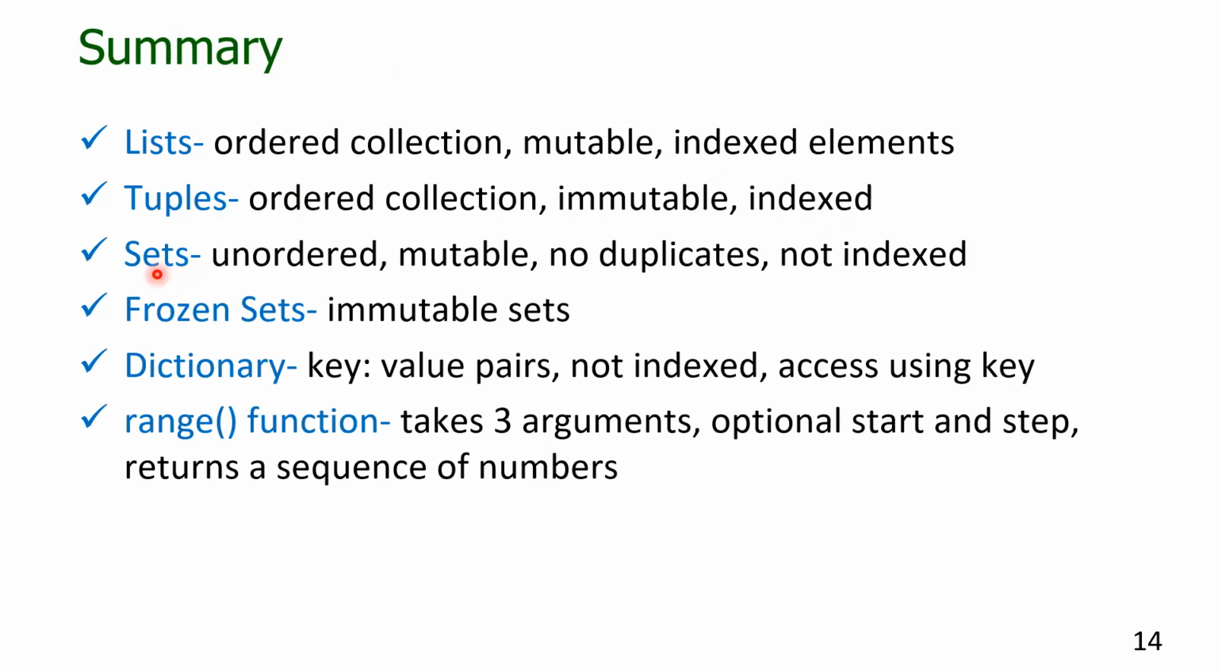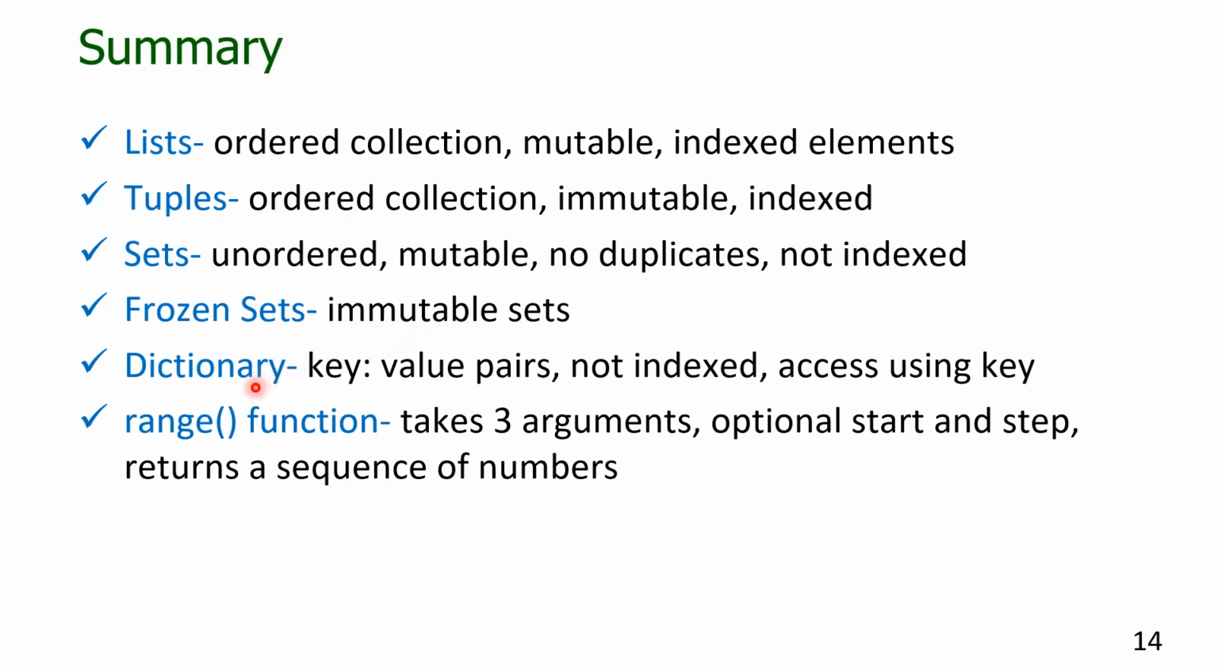The third data type is sets, which are an unordered set of elements. Sets are mutable. That means we can modify the sets and there won't be any duplicates in sets. Since they are not ordered, we cannot index the elements of the sets. The next one is Frozensets, which are similar to sets, having all the features of sets, but the only difference is Frozensets are immutable. That means we cannot modify the Frozensets once they are created.